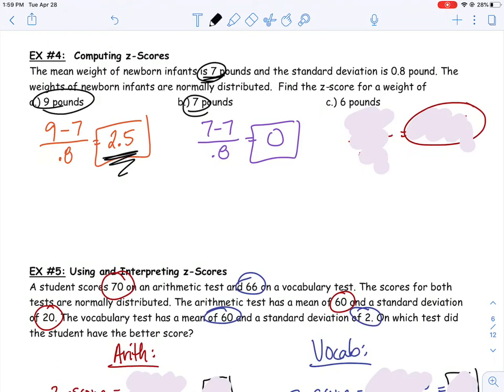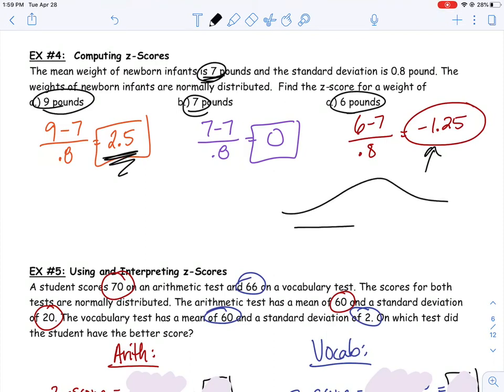But what happens if I have a 6-pound baby? We know that's a little bit below average, right? So let's see what happens here. If we take that 6, subtract our mean, and divide by 0.8, so this is why it's important to keep it in this order, we end up getting a negative 1.25. So what that means is, if I have a 6-pound baby, then he or she is 1.25 standard deviations below the mean. If you were doing a bell curve and the mean was here, your baby wouldn't be 1 below, but he'd be a little bit lower than that. He'd be 1.25 standard deviations below the mean.